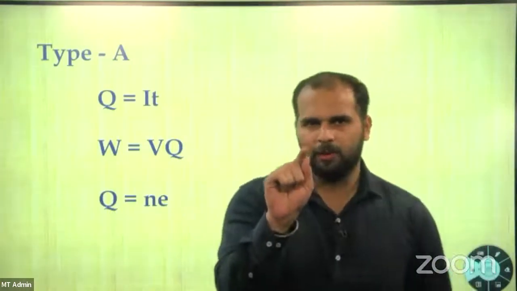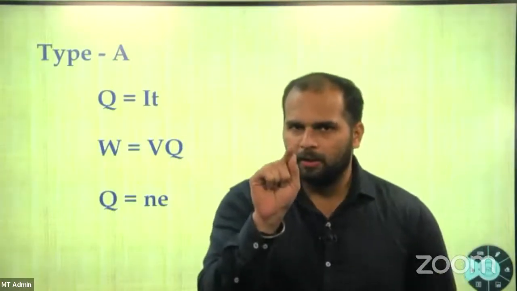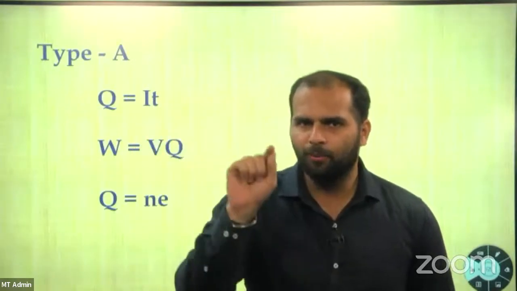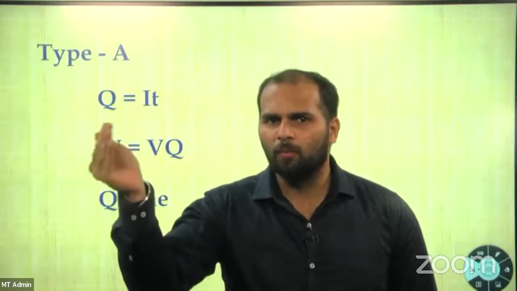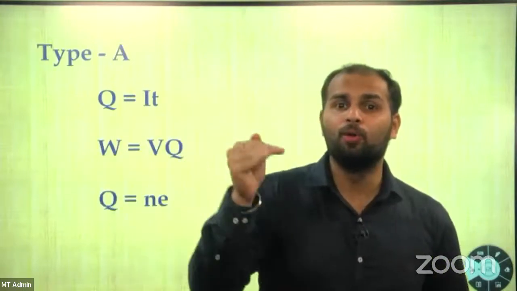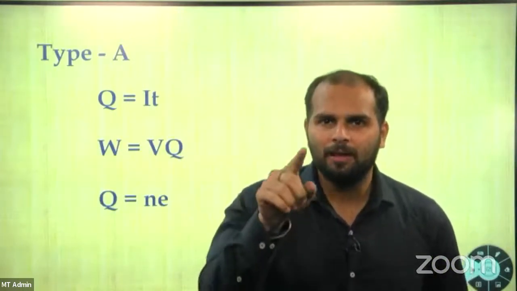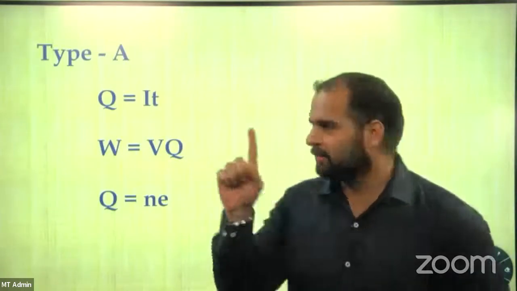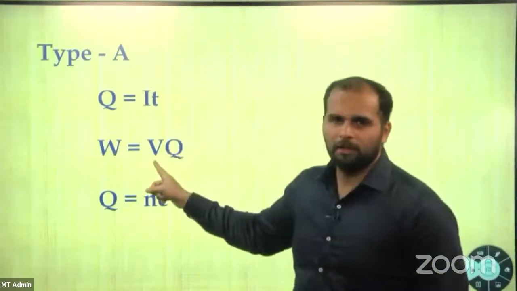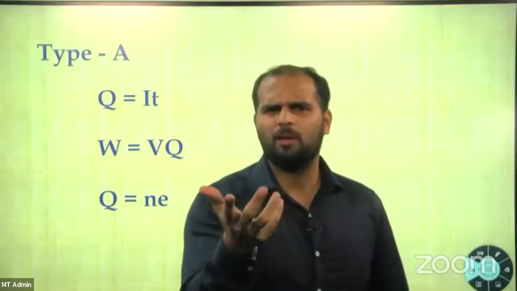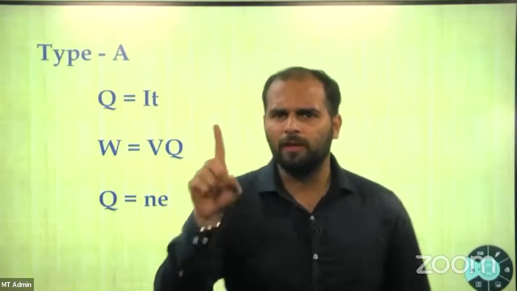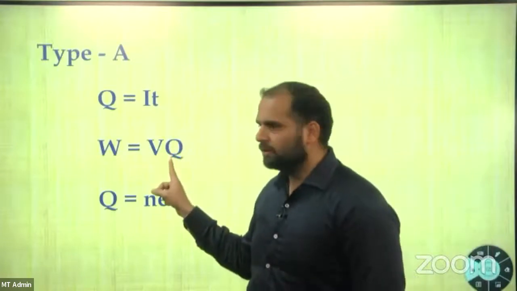Now try to understand clearly. In a normal work done, there is a force and the displacement. That force in normal work done is equivalent to voltage in the current electricity. Hence, the force is replaced by voltage. And displacement will be of what? Displacement will be of a charge. That is the reason it is Q.